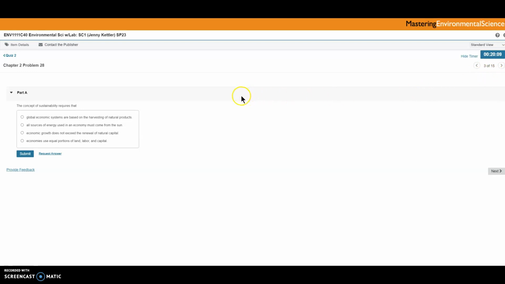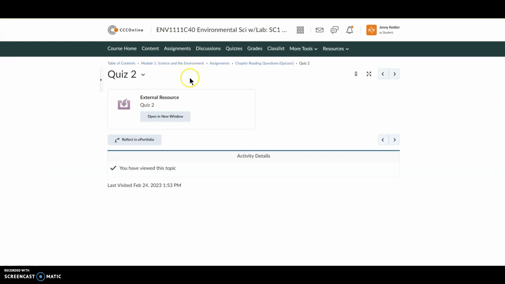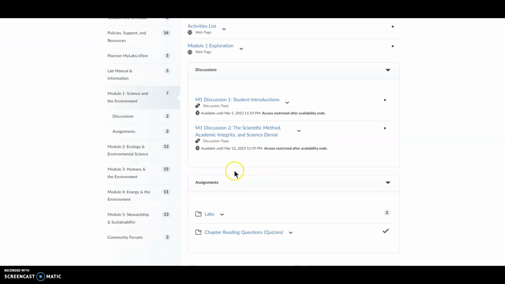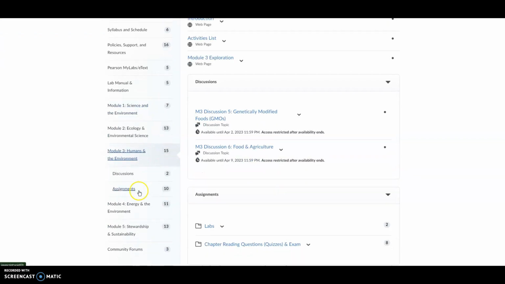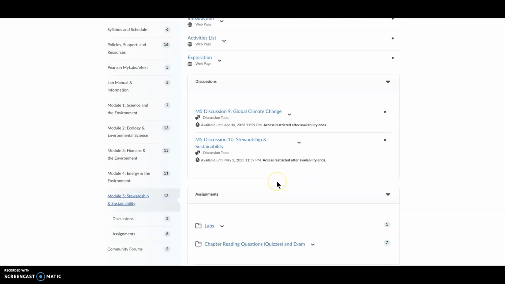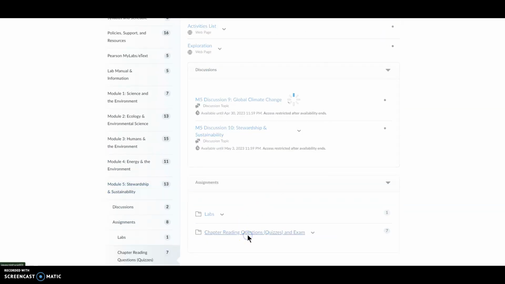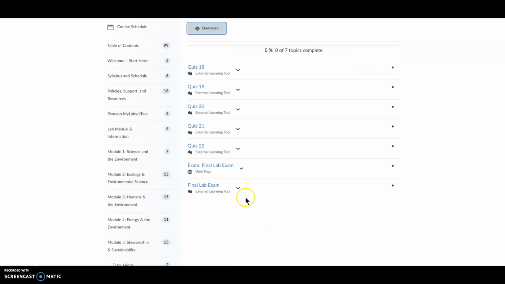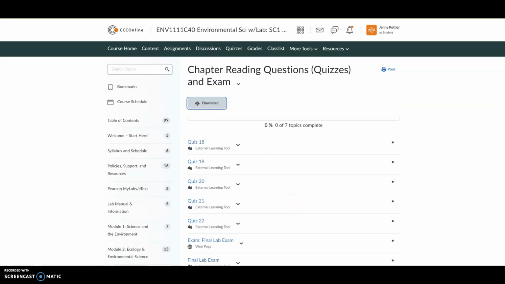So I hope that helps. Remember, it's basically just go to the module, scroll down to the assignments. And this is also where you're going to find your midterm as well. You can see right here, there's the midterm exam. And then in module 5, if you scroll down to assignments, here's your final lab exam. So that's going to be given in this as well.